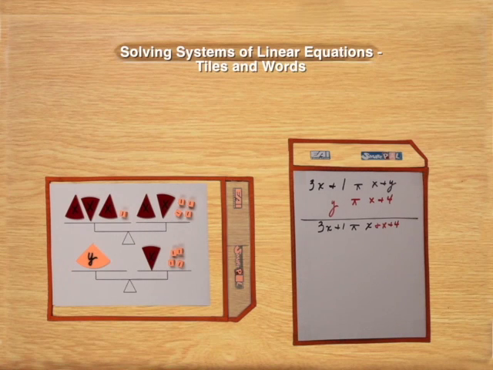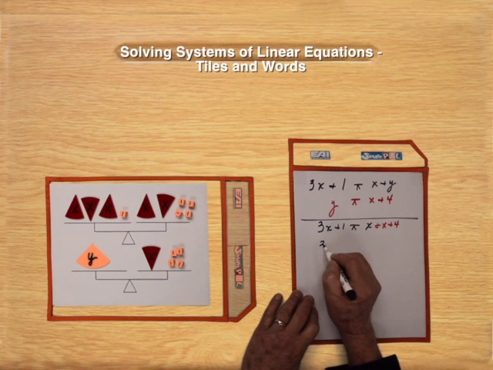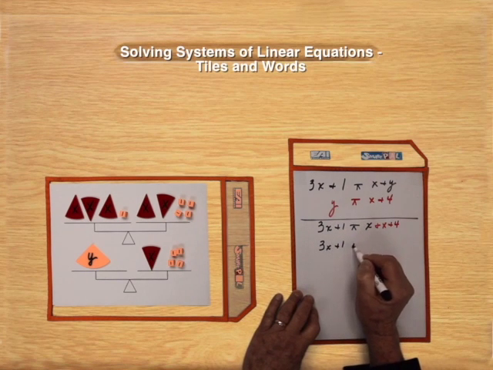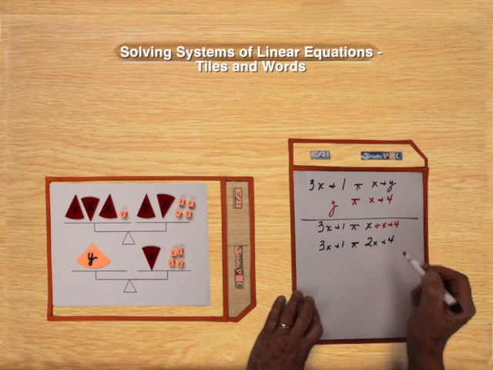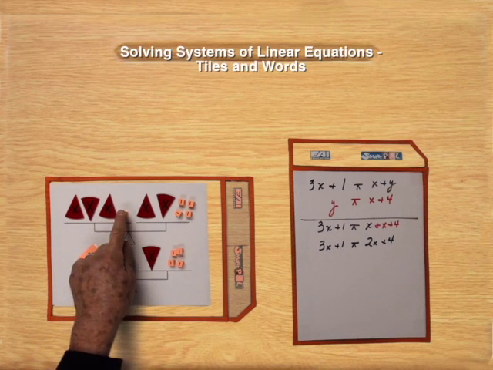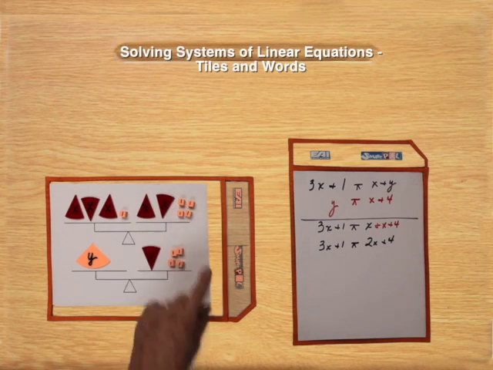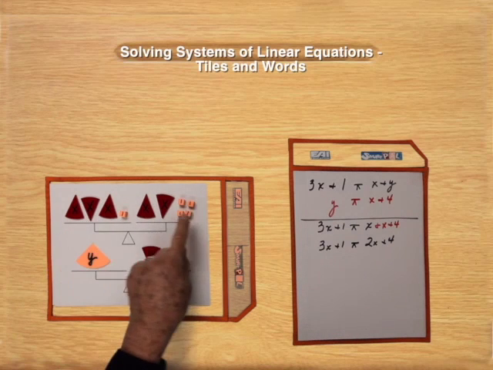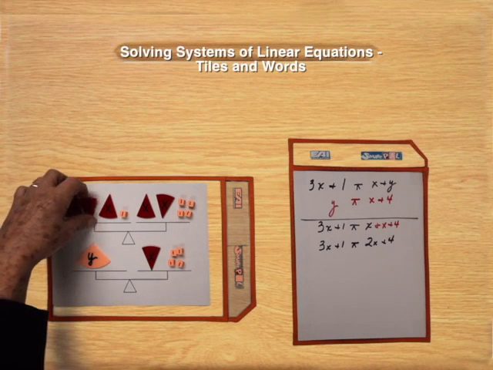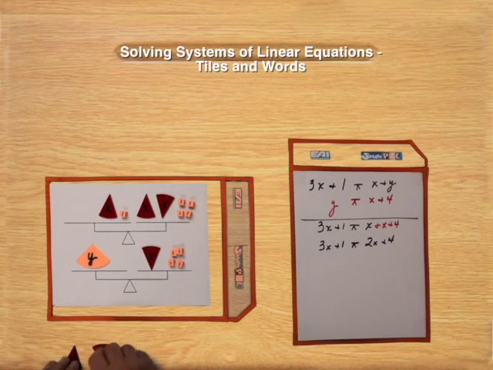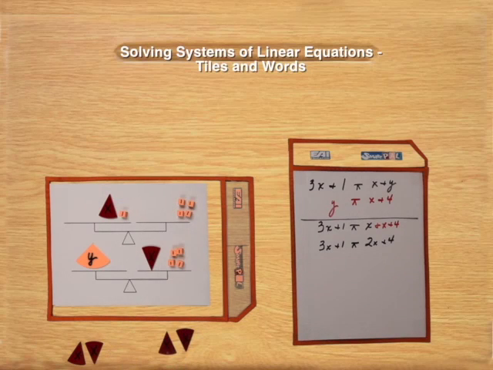Now we can simplify this a little bit in symbols. What we can say is that 3x and 1 balances 2x and 4. And that's really what we have here. We have 3 x's and 1 balancing 2 x's and 4 1's. Now let's solve this equation, which only has one unknown. The first thing we can do is we can take 2 x's off of each side. So we take 2 x's off of the left side of the balance, and we take 2 x's off the right side of the balance.